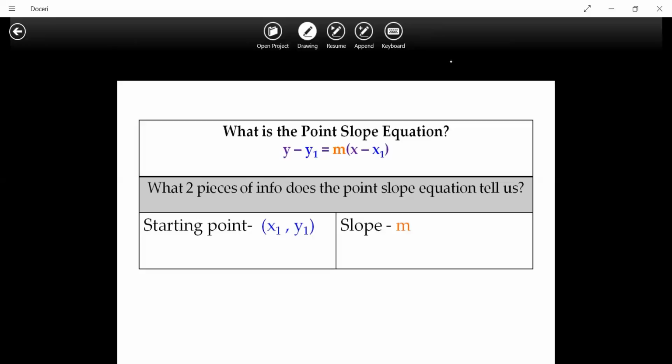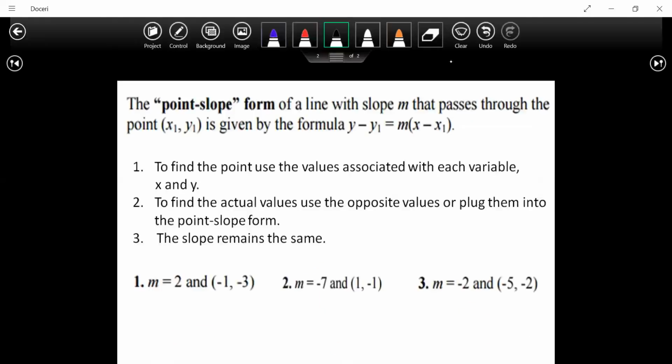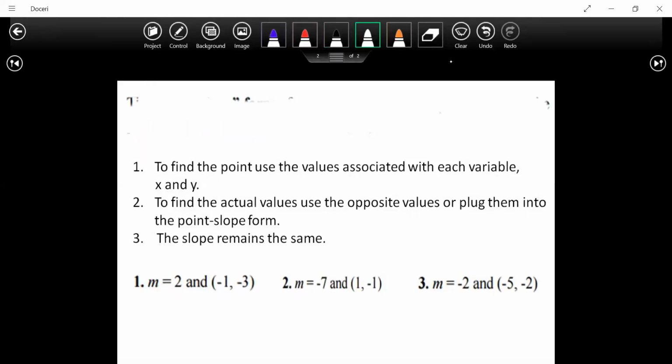Okay, here we go. Okay, copy down the following. Don't copy the first row, just copy down the letters. So I'm going to erase this real quick. Don't copy that now, but copy down the letters. To find the point, we use the associated values with each variable, x and y. To find the actual values, we use the opposite value when we plug them into the point slope form.